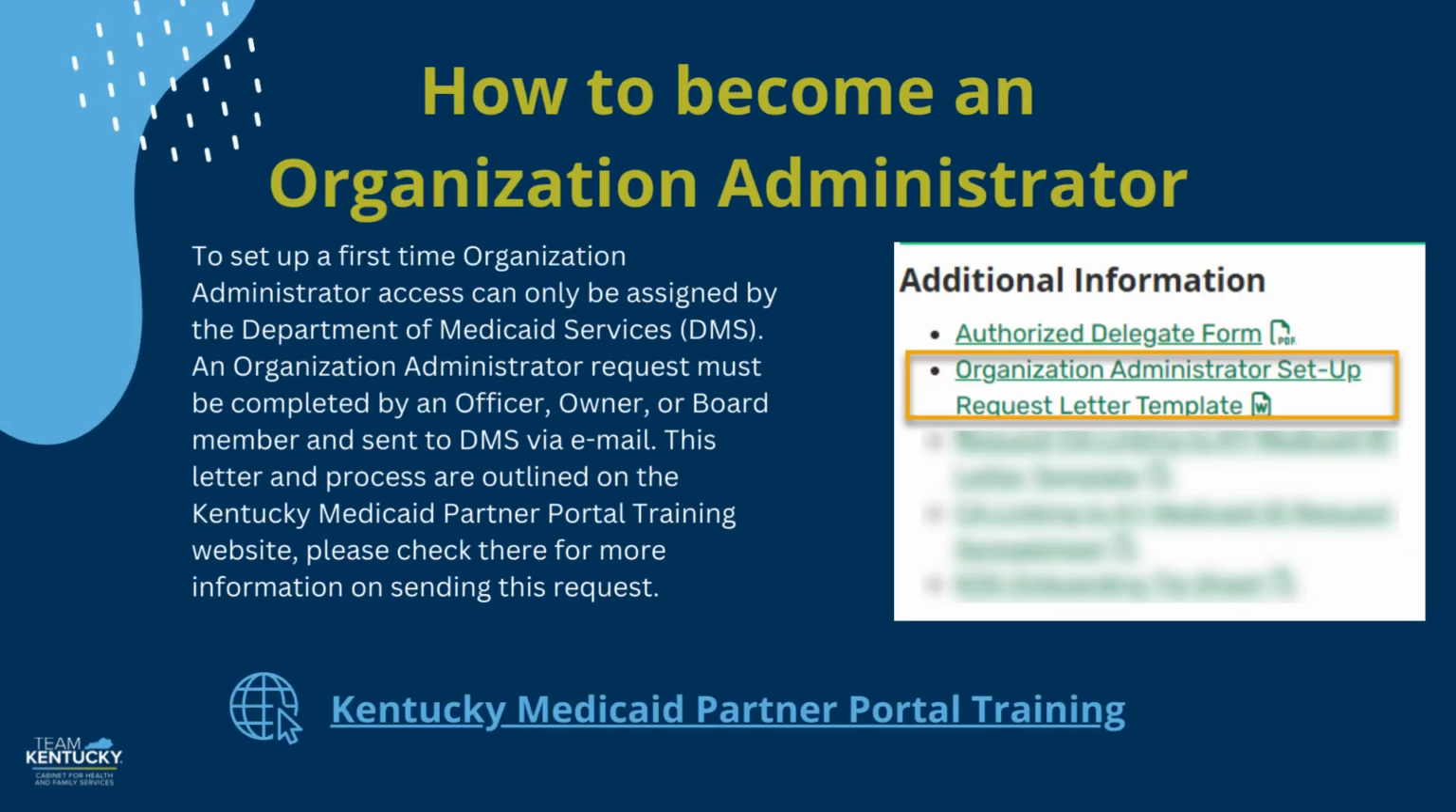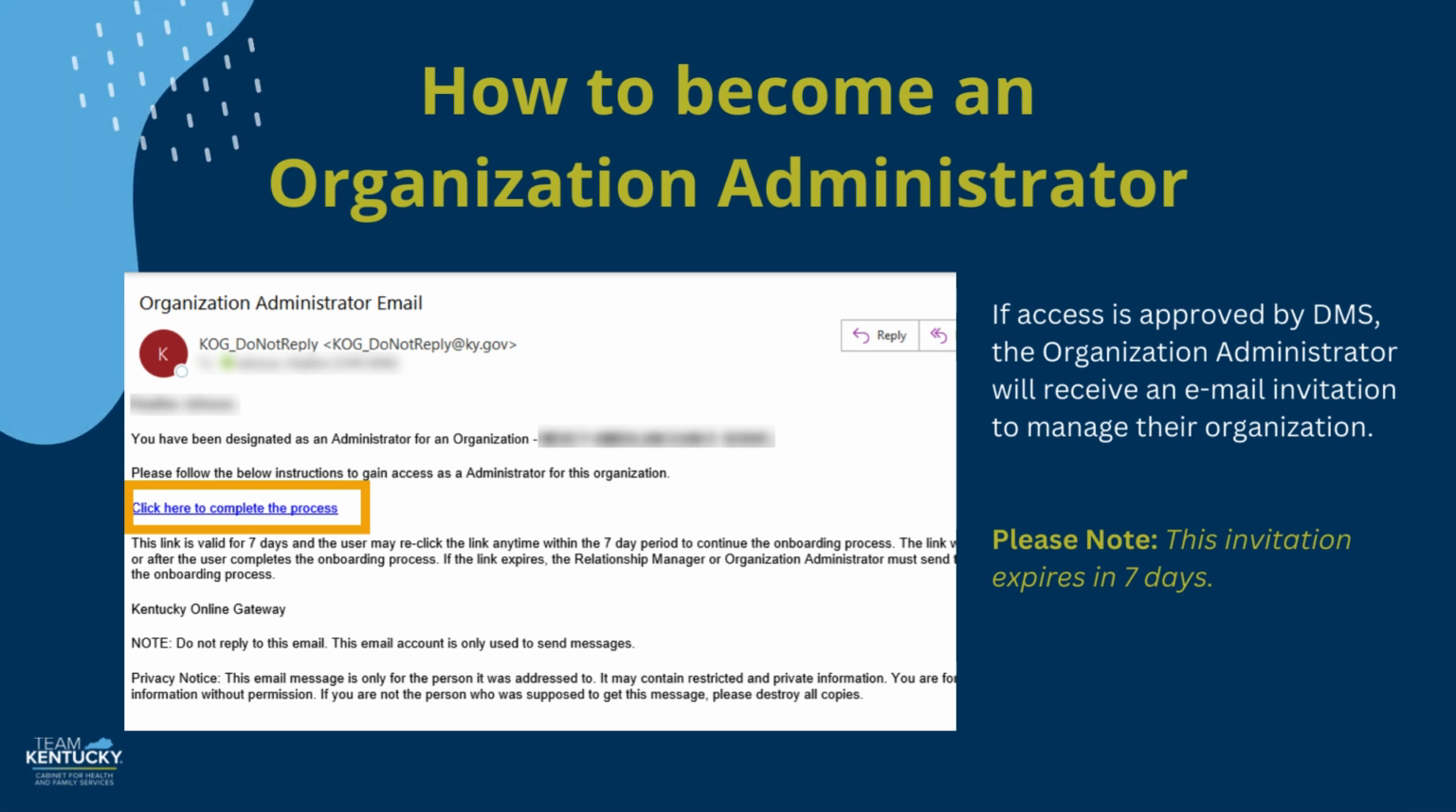To set up a first-time organization administrator, access can only be assigned by the Department of Medicaid Services. An organization administrator request must be completed by an officer, owner, or board member and sent to DMS via email. This letter and process are outlined on the Kentucky Medicaid Partner Portal training website. Please check there for more information on sending this request.